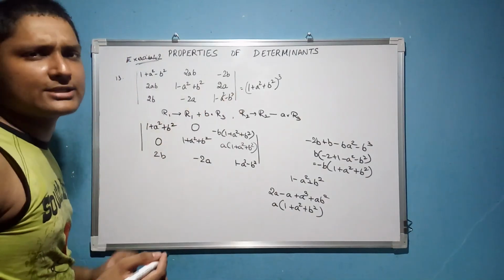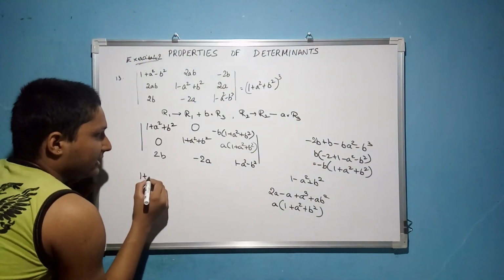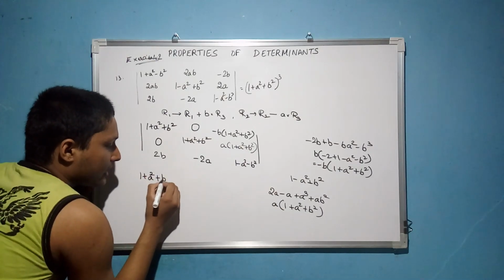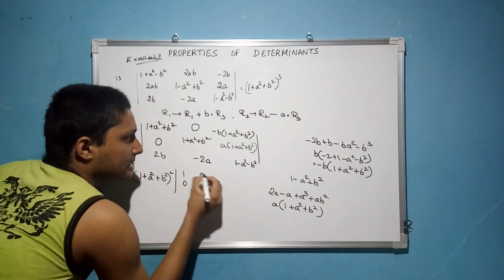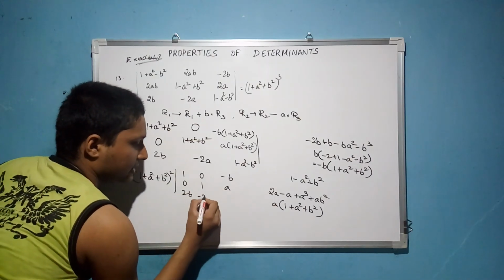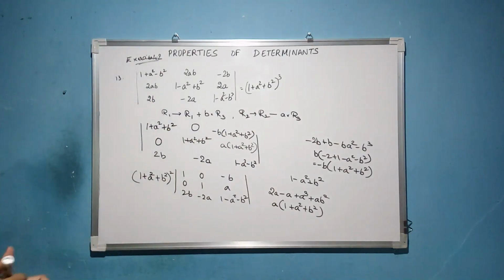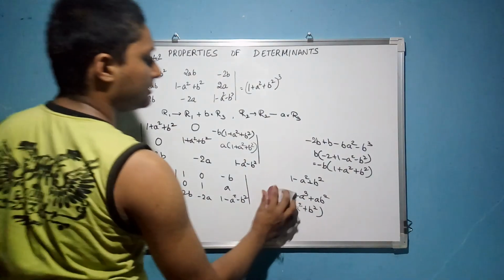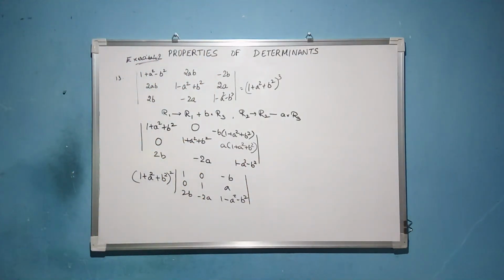So now I need that 1 plus a square plus b square terms, so I need to take it out from the first and the second. So if I take two of them, this becomes 1 plus a square plus b square whole square into the determinant with rows 1, 0, 0; minus b, 1, a; 2b, minus 2a, 1 minus a square minus b square. This much we got. So we have got 2, most of our work is done. So only one more somehow we need to get by expanding or something only. Yeah, nothing else. So what do we need to do?